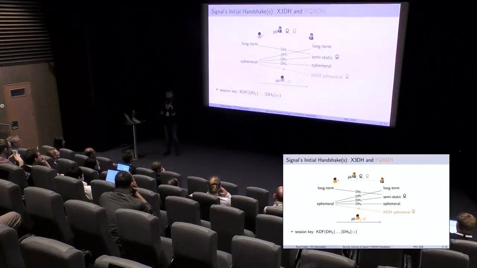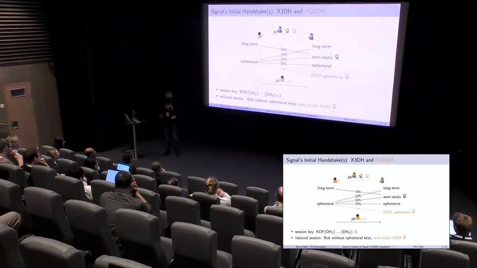Now you might remember I said that ephemeral keys are used only once, and Bob uploads pre-key bundles to the key server, so it may happen that the ephemeral keys are exhausted, and there's just no more ephemeral keys. In that case, we have a reduced session without any ephemeral contribution from Bob. So no ephemeral Diffie-Hellman key from Bob, and no ephemeral KEM key from Bob. Instead, Bob will use a semi-static KEM key, which is also signed.